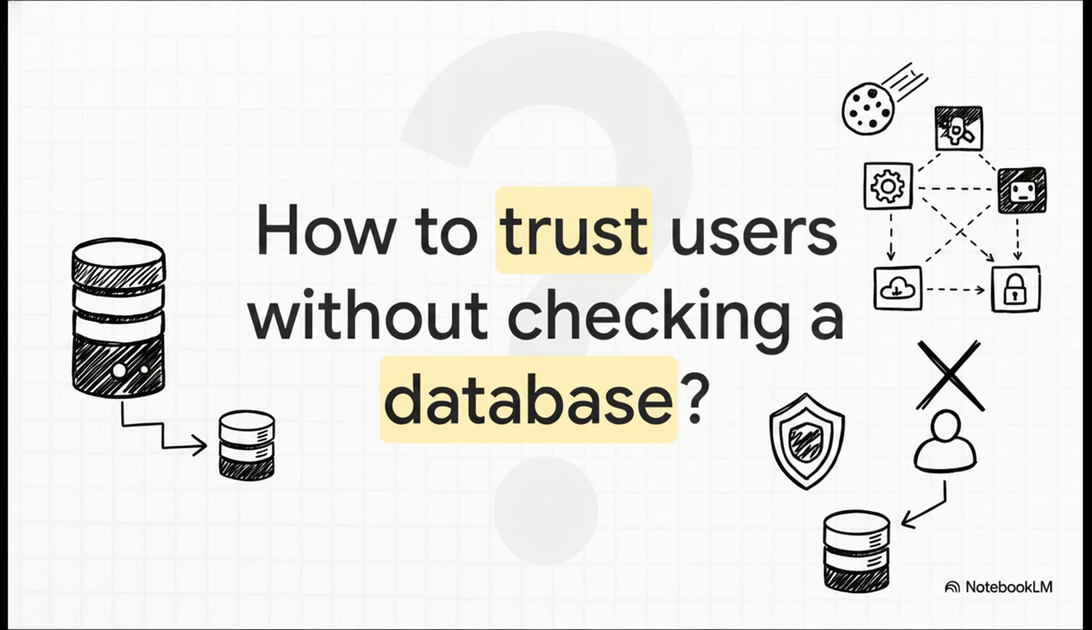Simple, right? But what happens when you have a distributed microservice architecture? Checking a central database for literally every single API request from every single user? No way. That is a massive bottleneck. We desperately need a way to trust a user completely statelessly.